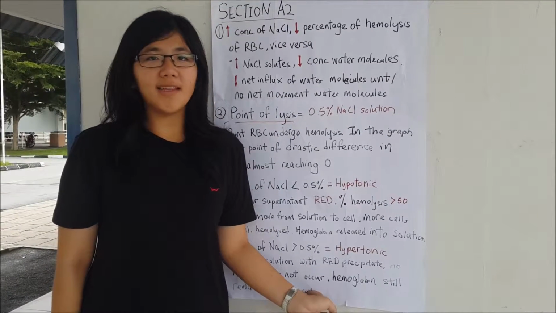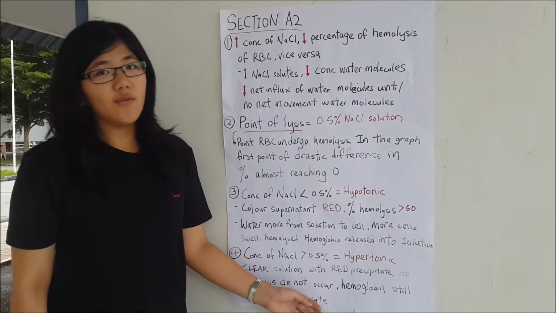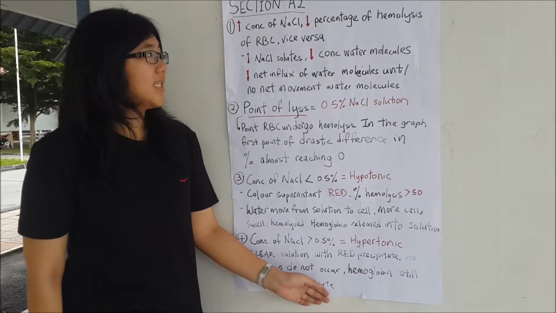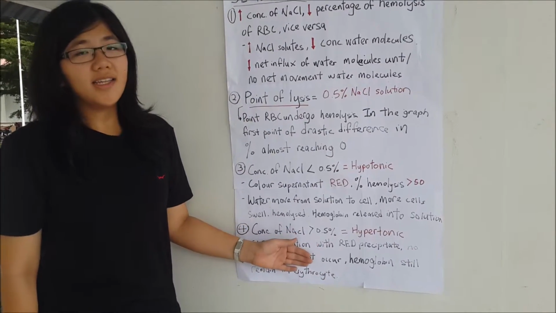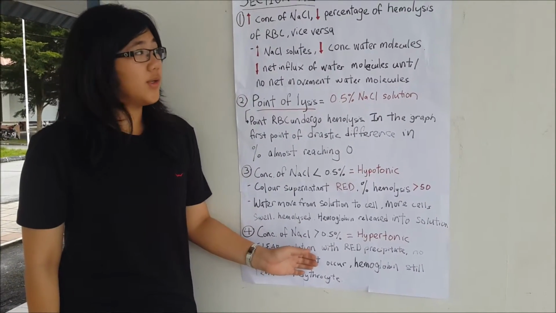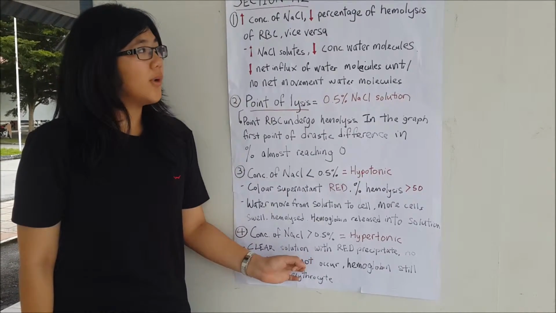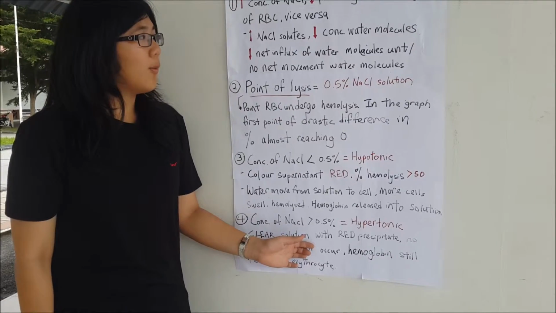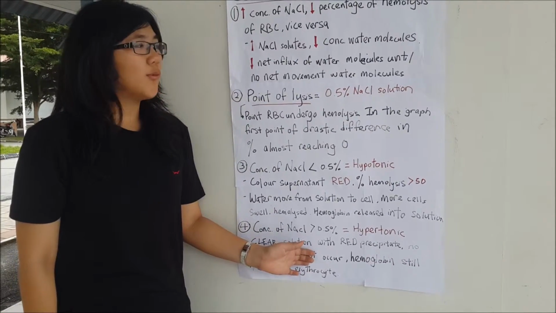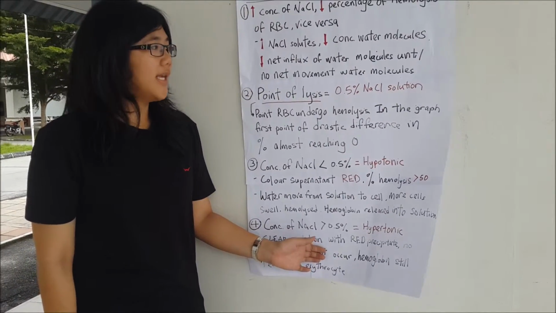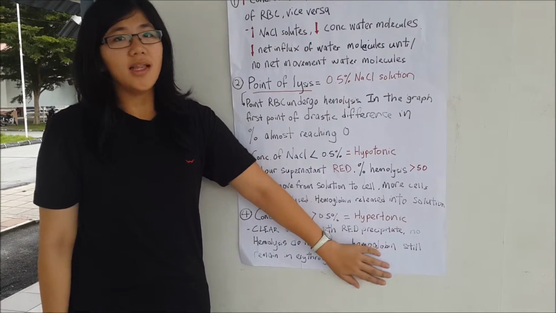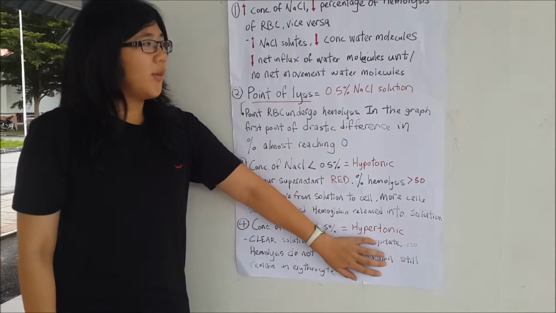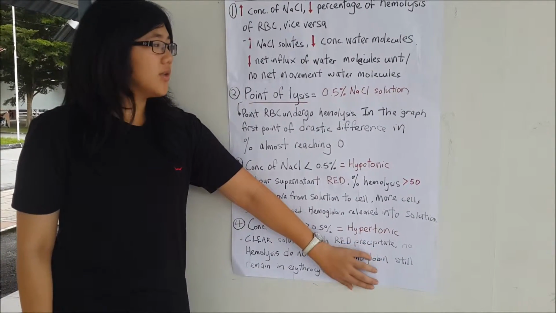We can conclude that the higher the concentration of NaCl, the lower the percentage of hemolysis of RBC. This is because the higher the concentration of NaCl solutes, the lower the concentration of water molecules, and then the lower the net influx of water molecules, until there is no net movement of water molecules. In this experiment, the point of lysis of red blood cells is at 0.5% NaCl solution.